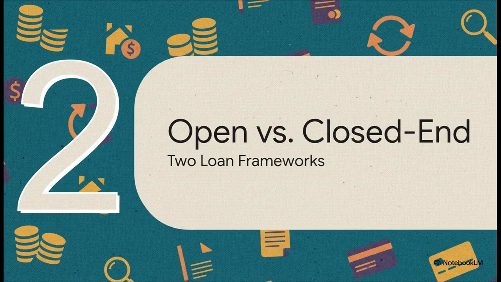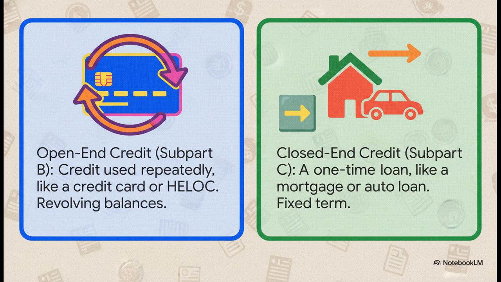So now that we've got those foundational ideas down, let's look at how Regulation Z actually applies them. It doesn't use a one-size-fits-all approach. Instead, it splits the world of consumer credit into two main categories, and each one gets its own specific rulebook. On one side, we have open-end credit, which is covered in Subpart B. Think of this as any credit line you can draw from, pay back, and then draw from again. So your credit cards and home equity lines of credit are perfect examples. On the other side is closed-end credit, which is covered in Subpart C. This is your classic installment loan. You get a lump sum for a specific purpose, and you pay it back over a set term. Think mortgages or auto loans.